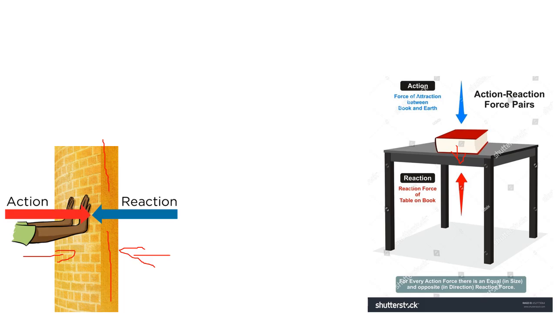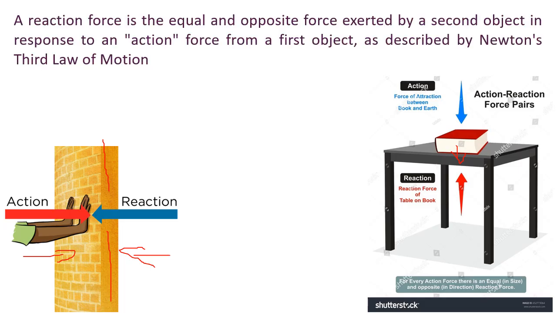So this is nothing but Newton's third law. Every force has an equal and opposite reaction. If you read this, a reaction force is the equal and opposite force exerted by an object in response to an action force from the first object, which is nothing but, in this place, the force we create by our hand, and here the gravitational force created by the book itself, and because of that there is a reaction generated.